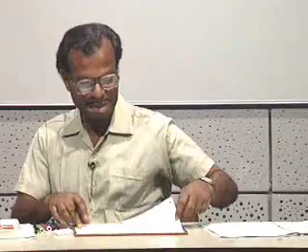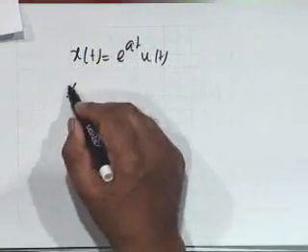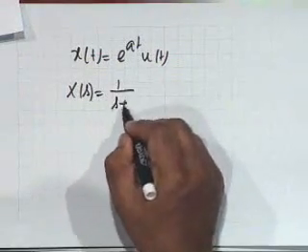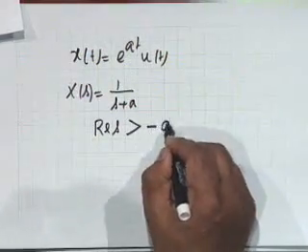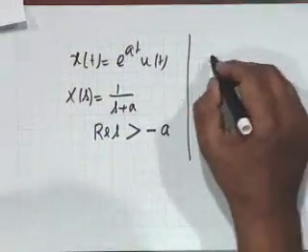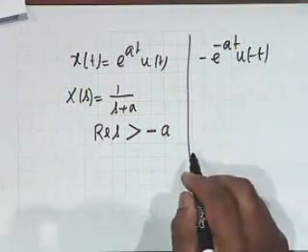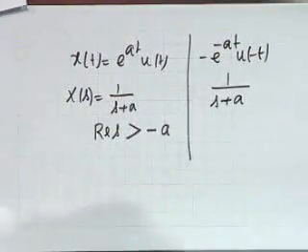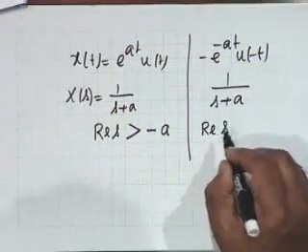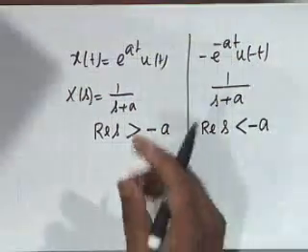So, if I summarize this, x of t equal to e to the minus at u of t, capital X of s is 1 by s plus a, provided real part of s is greater than minus a. And the other function is x of t is minus e to the minus at u of minus t. X of s is the same 1 by s plus a, the expressions are identical, but now the region of convergence is real part of s less than minus a, alright.